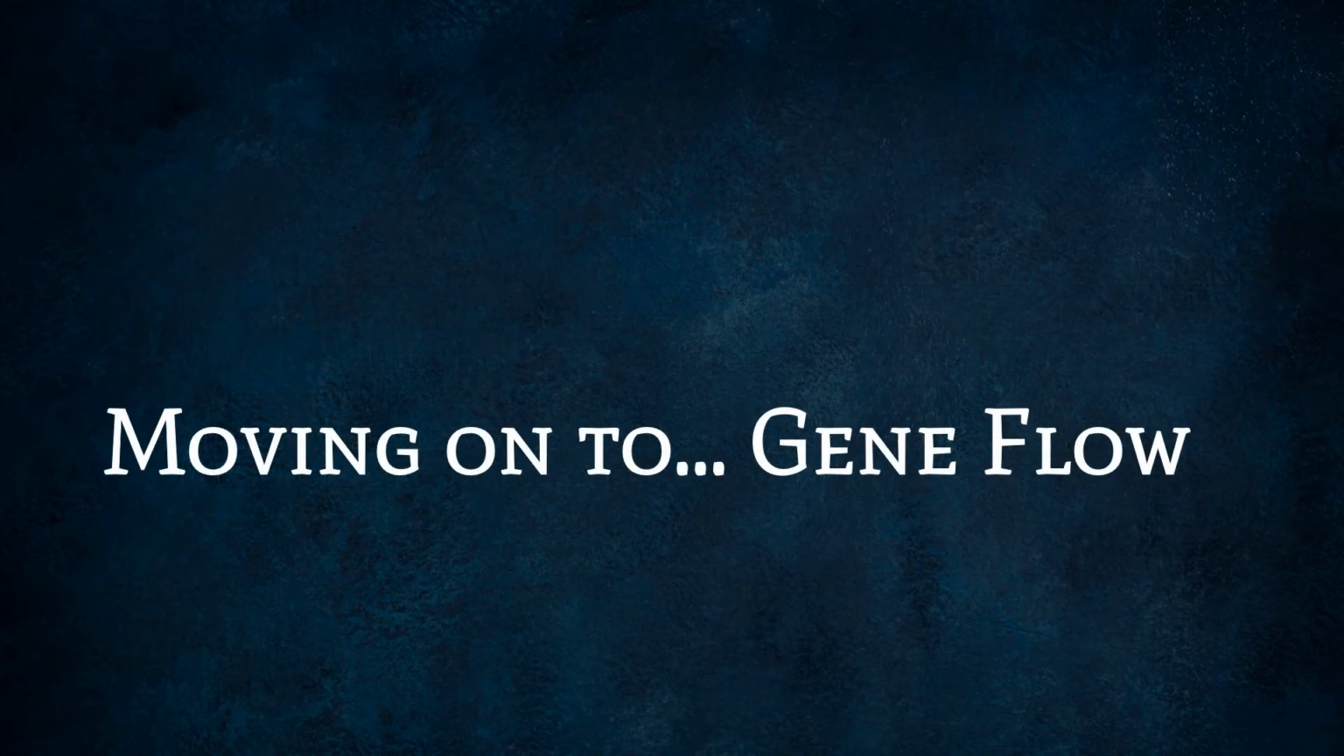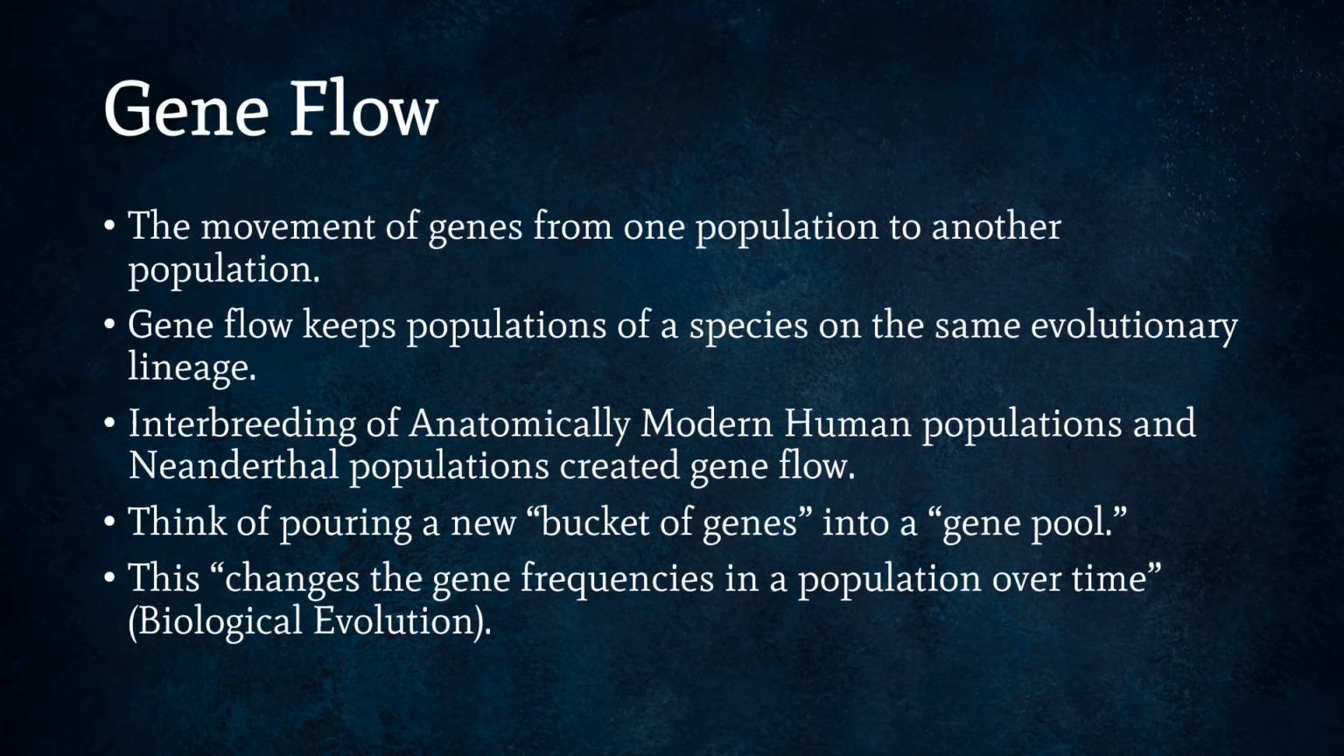Okay, gene flow. Gene flow is pretty easy to remember. It's the movement of genes from one population to another population. Gene flow keeps populations of a species on the same evolutionary lineage. For example, interbreeding of anatomically modern human populations and Neanderthal populations created gene flow. Think of pouring a new bucket of genes into a gene pool.